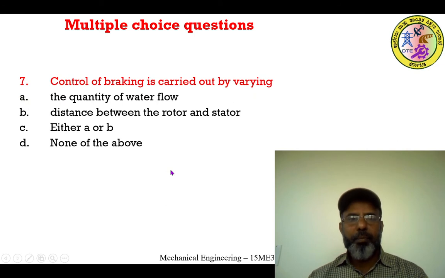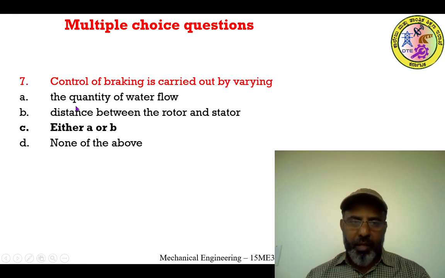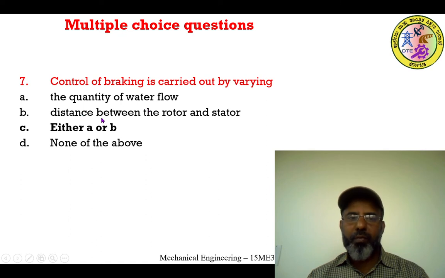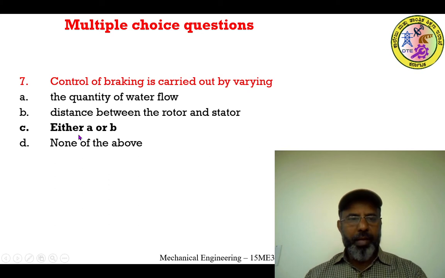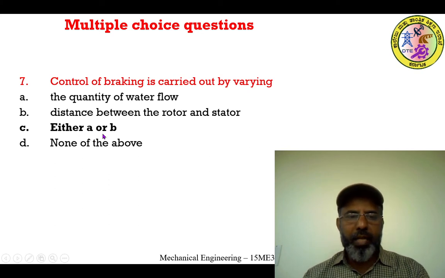Next thing you should remember: control of braking is carried out by varying. Your time starts now. Four options are given. A, the quantity of water flow, B, distance between the rotor and stator, C, either A or B, D, none of the above. Control of braking is varied by varying the quantity of water flow or by varying the distance between the rotor and stator. Therefore, the correct answer is either A or B, that is option C.